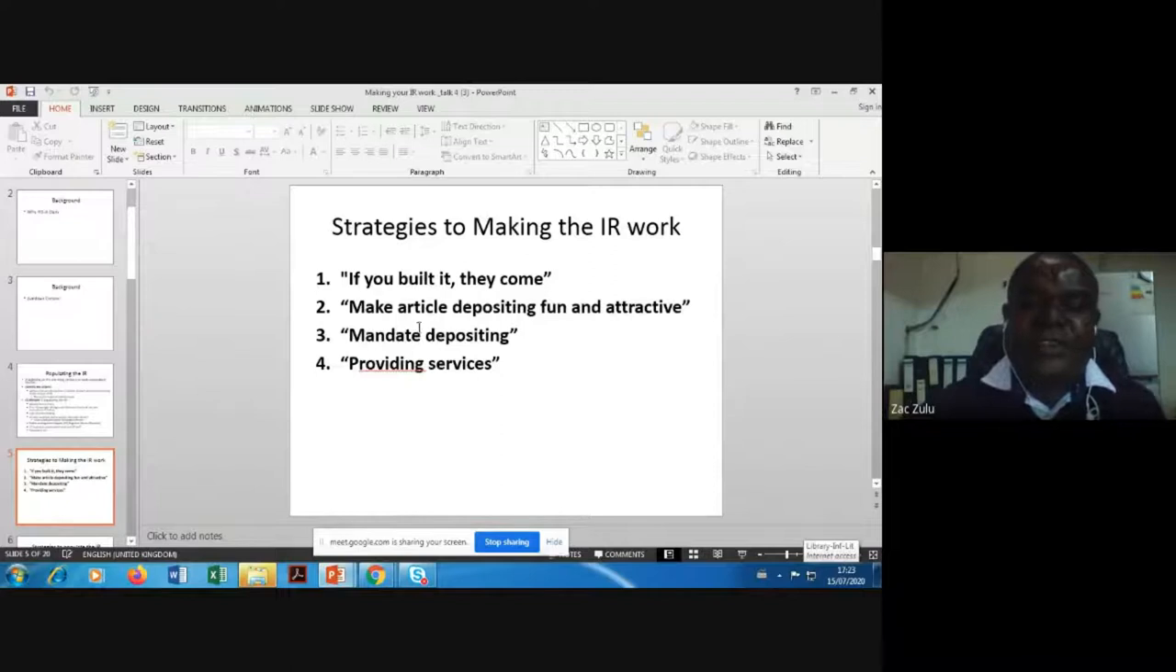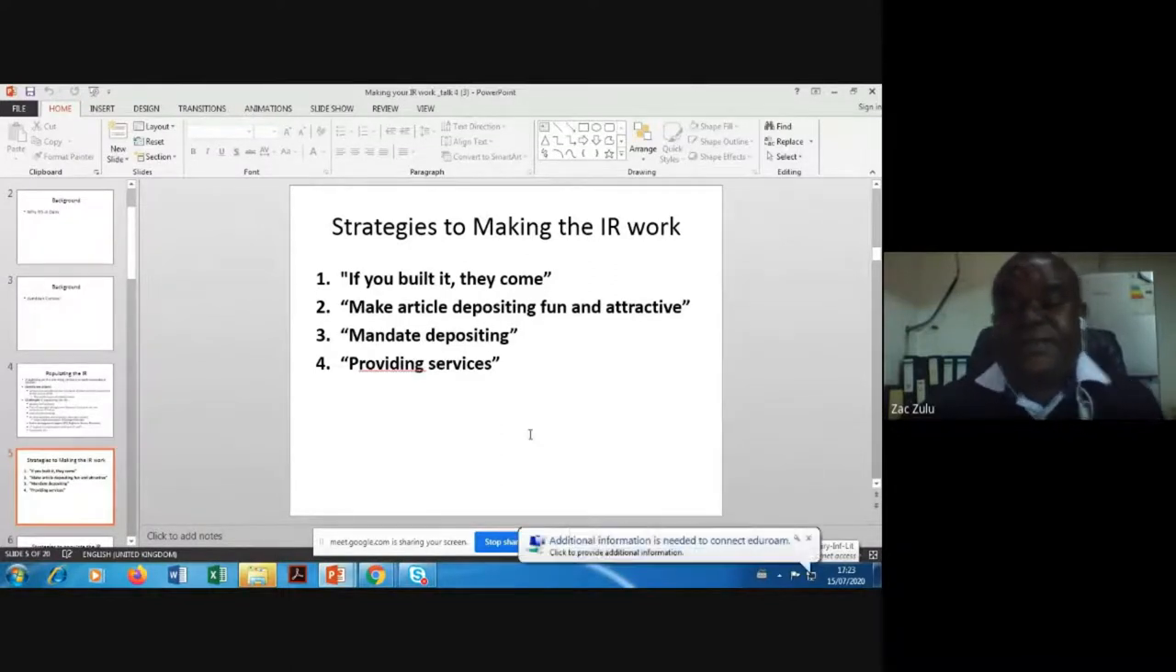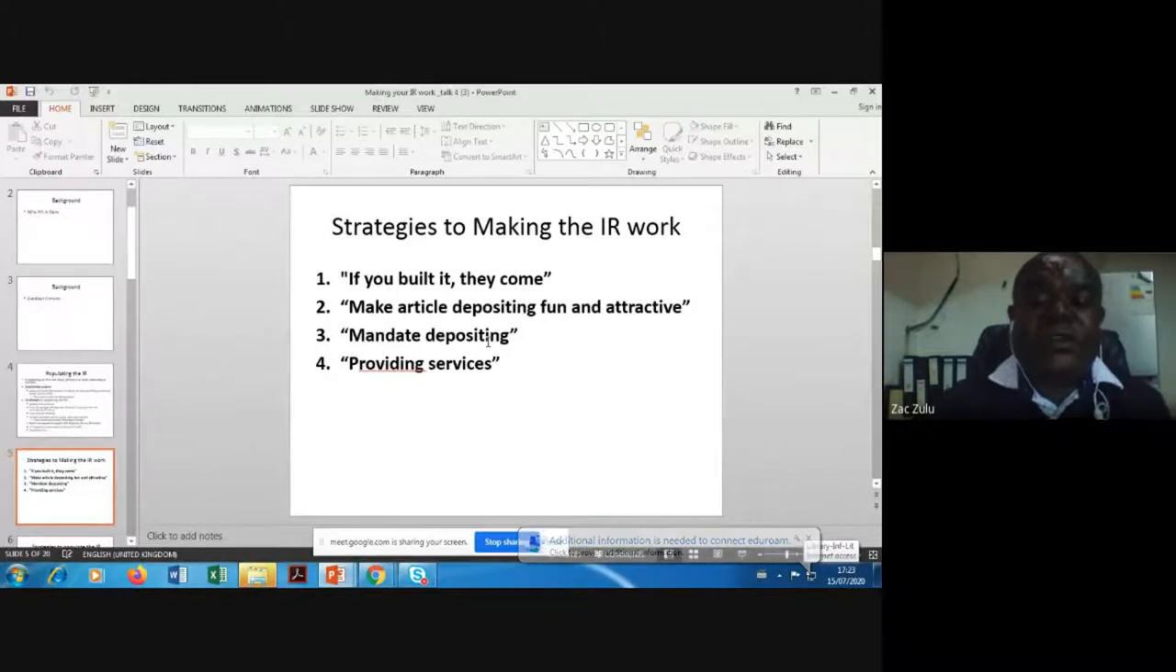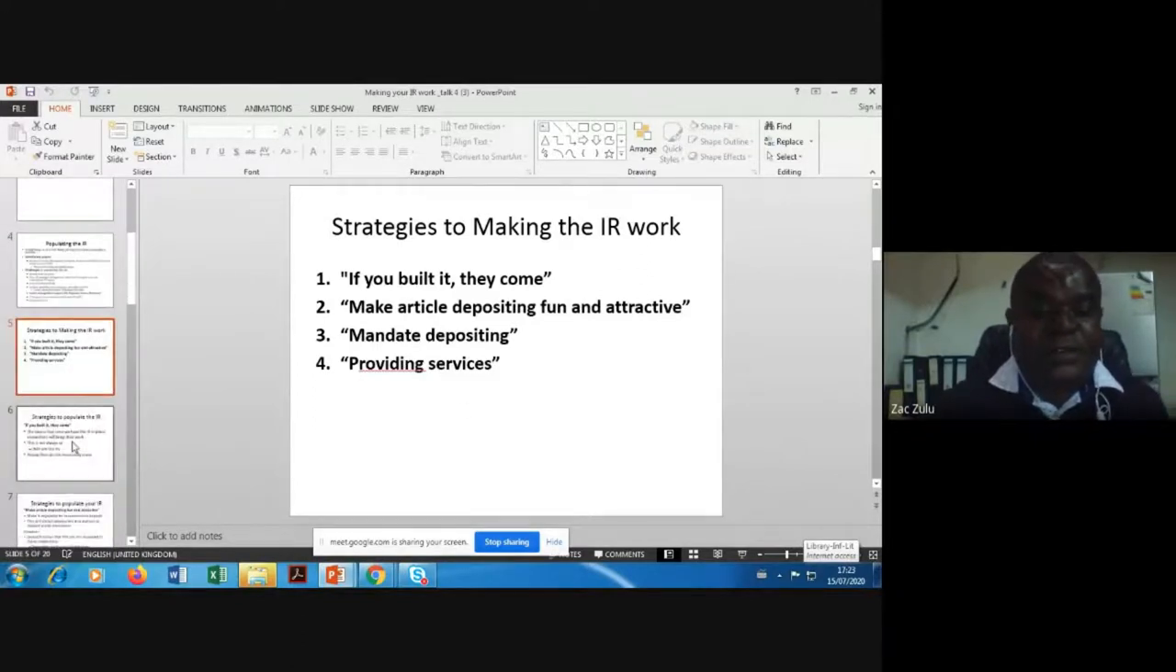If you build it, they will come. Make article depositing fun and attractive, then mandate depositing and provide services. Mandate depositing, I think, mostly has to do with the policy issues, which we shall delve into. And then some examples of the services are self-archiving. I'll talk about them.